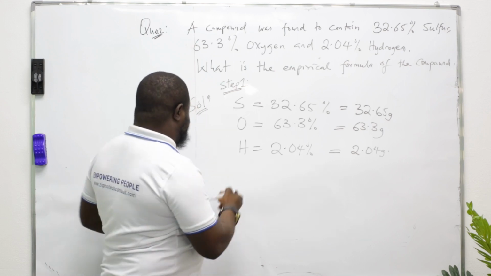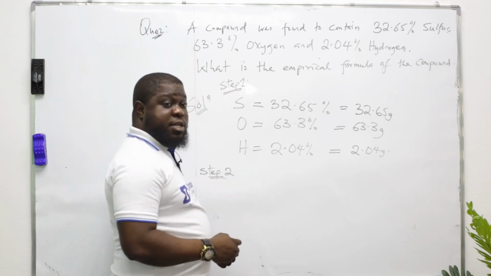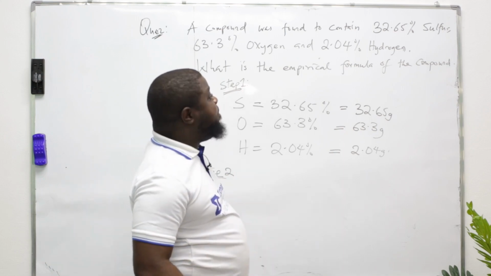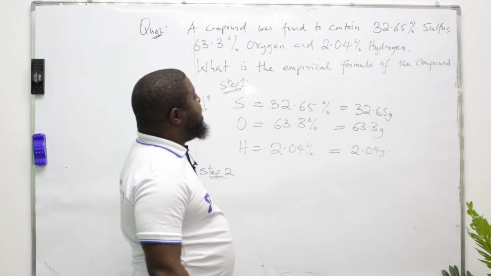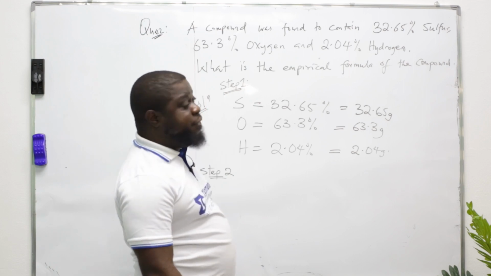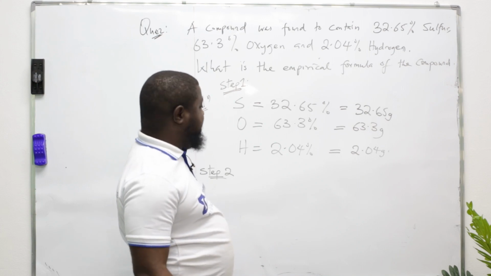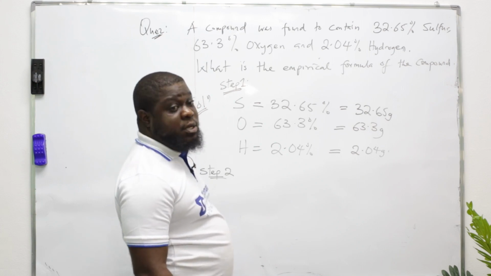Now, step 2 says divide all the given masses by their molar mass. Now, what is the mass of sulfur? The mass of sulfur is 32. The mass of oxygen is 16. And the mass of hydrogen is 1.